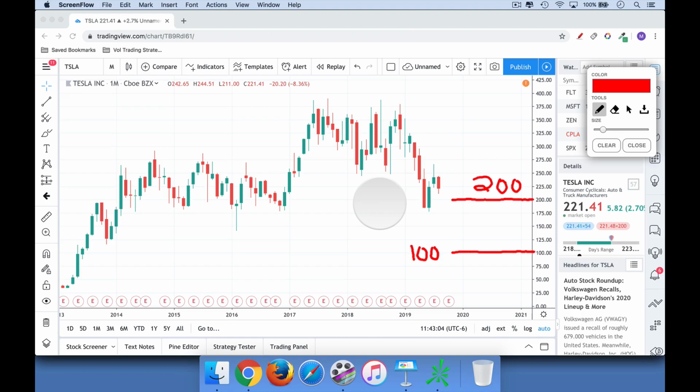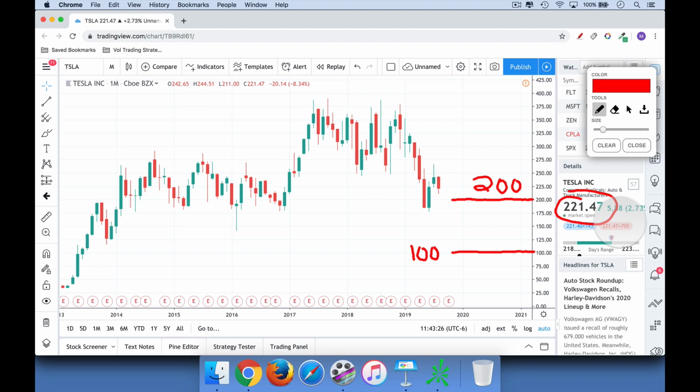In this lecture, I want to talk about the option strategy called the bear put spread. This is basically buying a put spread. But let's begin with a chart of a stock. This is a monthly chart of Tesla, and you can see that the stock is currently trading around 220, 221.47. And let's say that we're bearish on this stock.